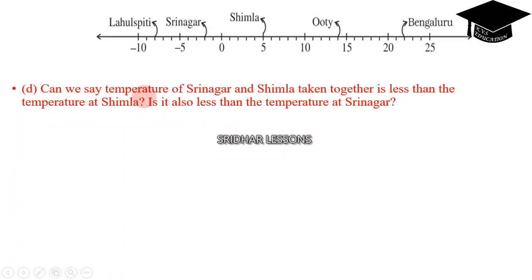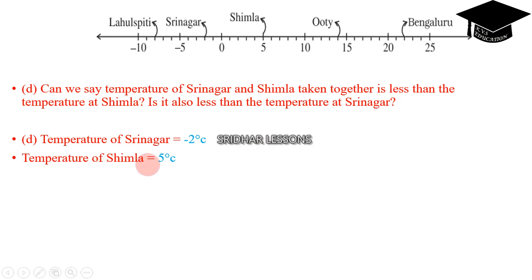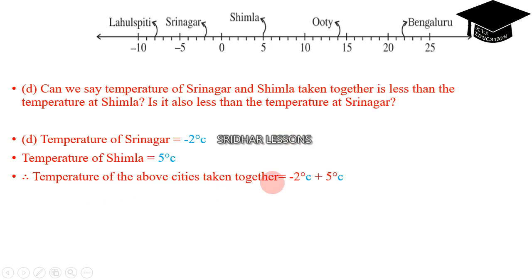Question D. Can we say the temperature of Srinagar and Shimla taken together is less than the temperature of Shimla? Is it also less than the temperature at Srinagar? So we have to compare two quantities here. Temperature of Srinagar is -2 degrees centigrade, and we have to take together temperature of Shimla, which is equal to 5 degrees centigrade. Therefore, since we have taken together these two cities, temperature of the above cities taken together is equal to -2 plus 5 degrees centigrade, which is equal to 3 degrees centigrade.